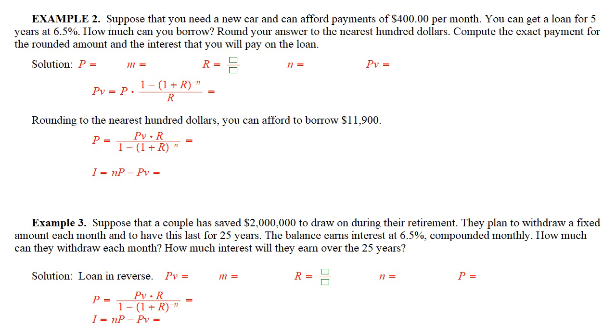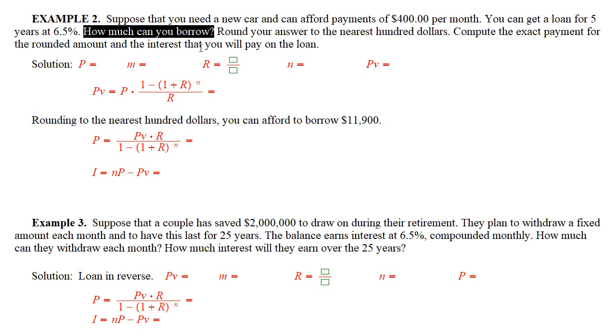Here in example 2, we need a new car. We can afford payments of $400 a month. You can get a loan here for five years at 6.5%. How much can you borrow? So the question is, how much can you borrow?